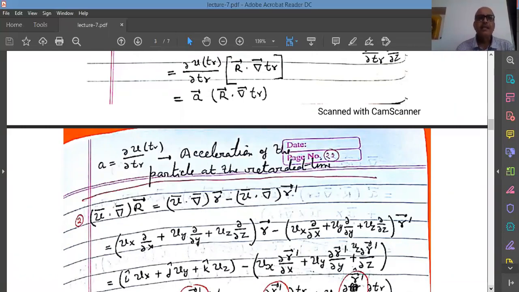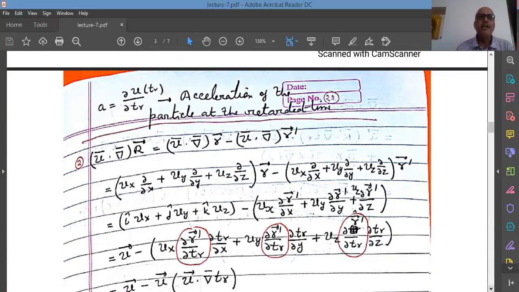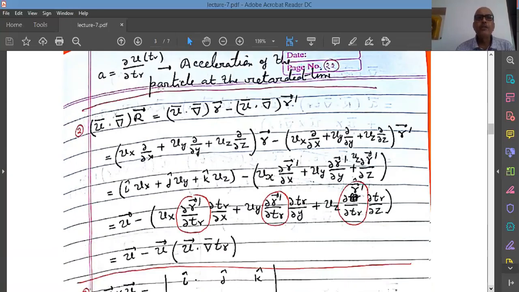The other term that we had is v dot del into R, and R is small r minus r dash, small r vector minus small r dash vector. So we will calculate now both the terms separately, first for r and then for r dash. If you work it out, v dot del is v_x into del over del x plus v_y into del over del y plus v_z into del over del z. But we have r here. When we calculate this term, del over del x of r vector will give us i cap. Then v_y into del over del y of r vector.